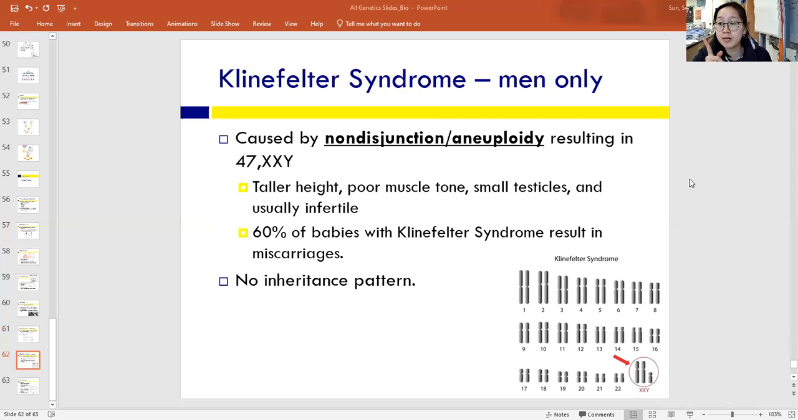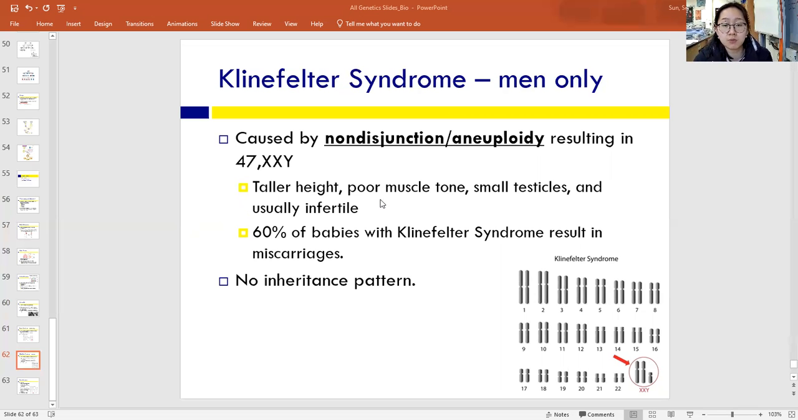Klinefelter syndrome is for men only. It is caused by a non-disjunction or an aneuploidy resulting in having 47 chromosomes, because there's an extra X for the men, since men usually have XY. So Klinefelter is XXY. Men who have this usually have tall height and poor muscle tone, meaning they have a lot more fat and their muscles don't really grow very large. They usually have small testicles and are almost completely infertile, unable to have kids.